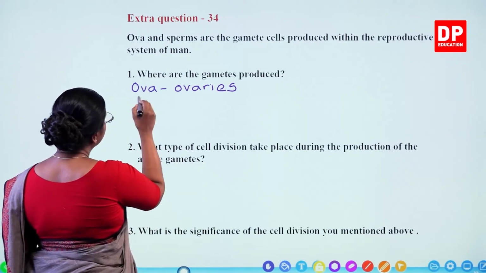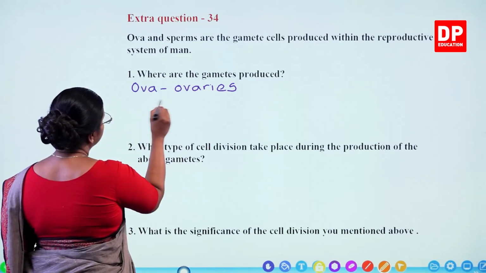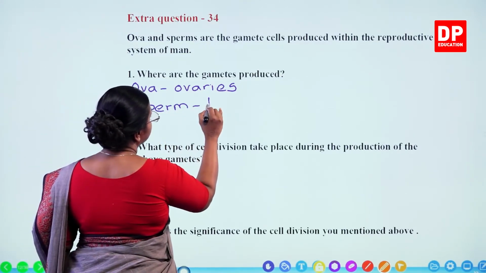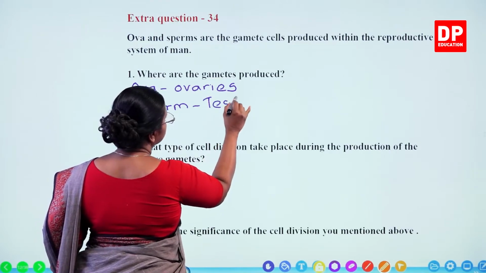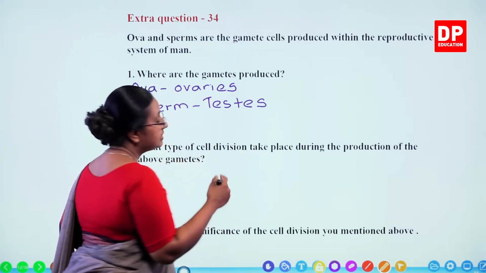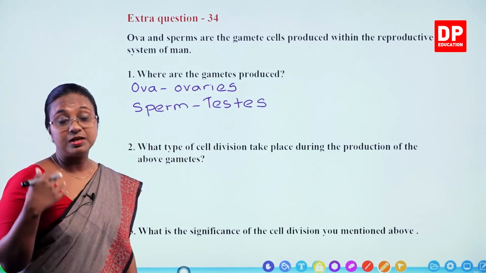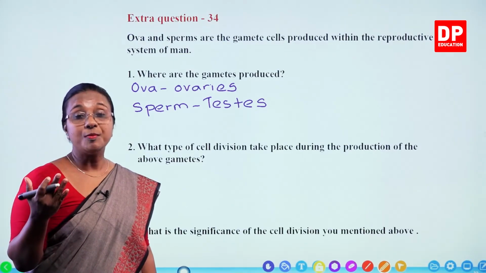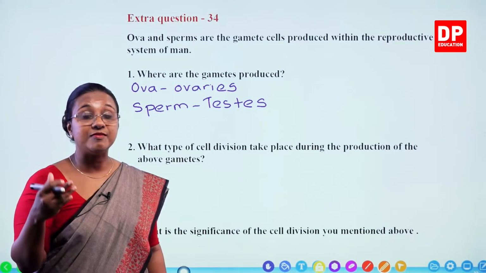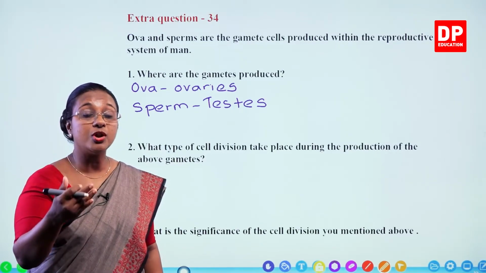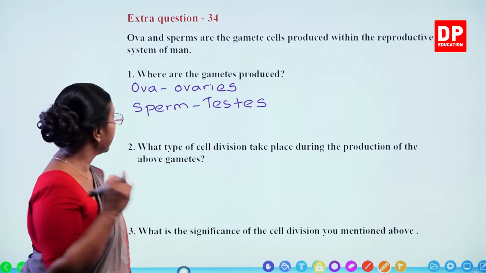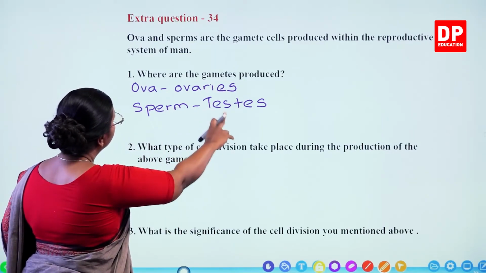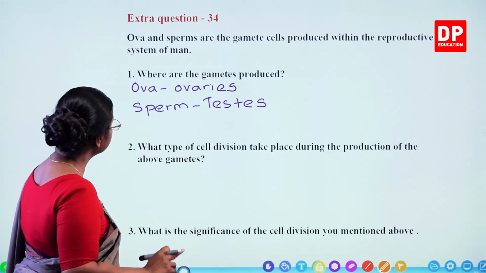But testes again, there is the pair of testes, sperms, testes. Testes again, they produce sperms continuously. Inside the testes there are lobules and inside the lobules you have the convoluted tubules called the seminiferous tubules. There only the sperms are produced. So where are the gametes produced? Ova in ovaries and sperm in testes.